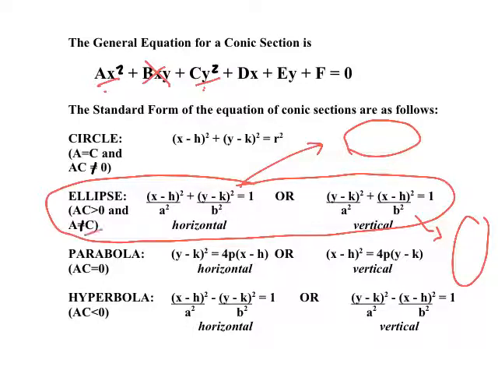So they're not equal. Their product is greater than 0 because if it's a negative and a negative, it's going to be greater than 0. If it's a positive and positive, it's going to be greater than 0. And you can see the two equation forms. We'll talk more about those in a minute.